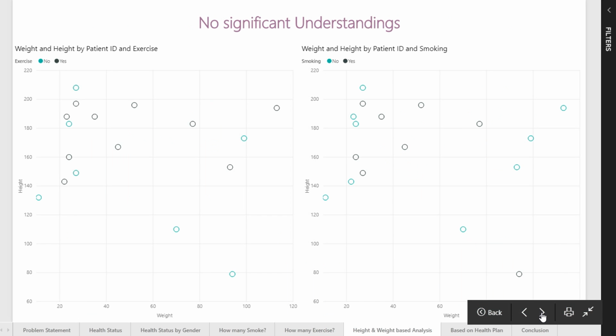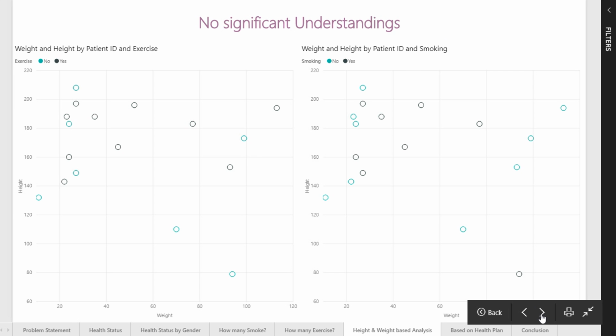Let's understand the data in terms of height and weight analysis. Here, x-axis in both the visuals is considered as weight and y-axis is considered as height. The first visual gives me the distribution of patients in terms of weight and height and who exercise. This gives me the distribution of patients in terms of weight and height and smoking. From this, I can see that the patients are very broadly distributed, and to be frank, there is no significant understanding from this visual. The same holds true for this visual. So the insight that we are getting from this visual is no significant understandings.